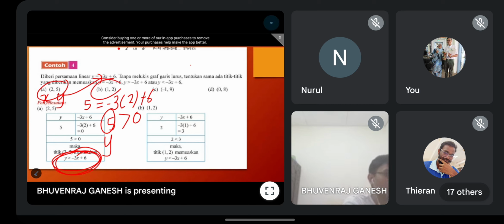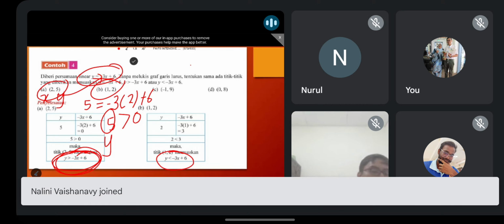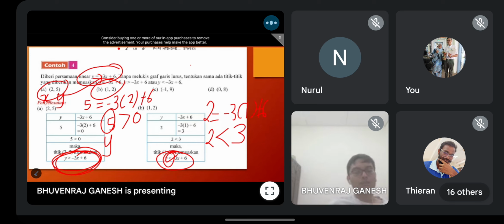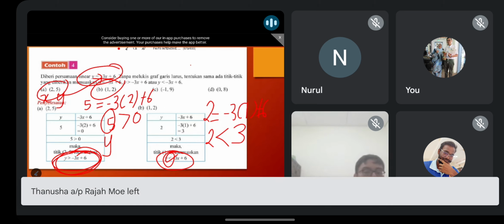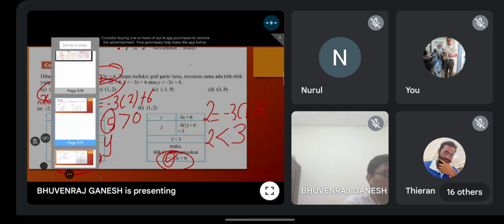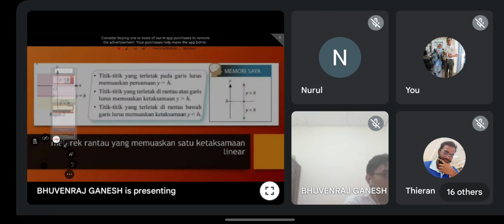And then this one, opposite, y less than negative 3x plus 6. Again, you substitute in the equation. Don't care about the inequality. Just care about the equation only. So you just substitute 2 equal to negative 3 times 1 plus 6. Then you check and see. 2 will be less than 3. So that's why it's less than over here. Okay, kecil daripada. Okay guys, the other two also same, nothing much. They just change the coordinate only. Okay, so it's the same thing.